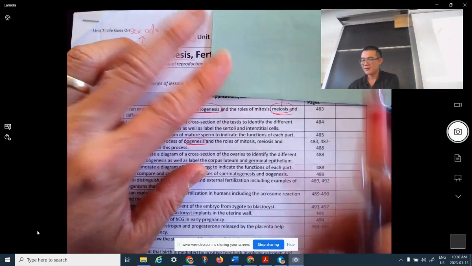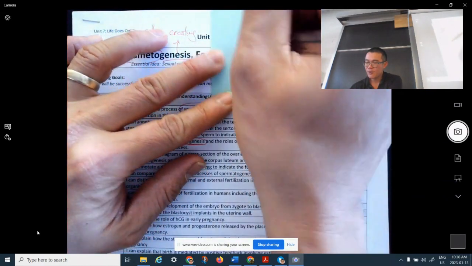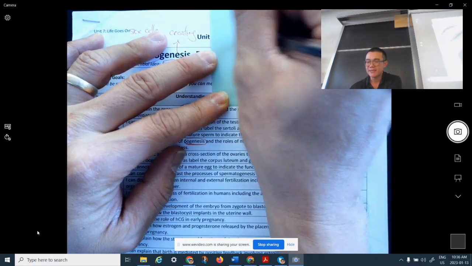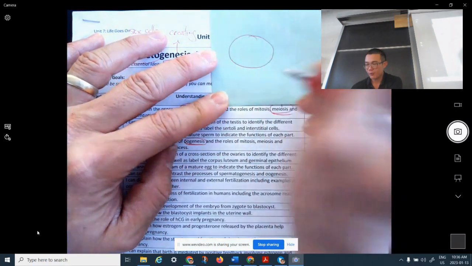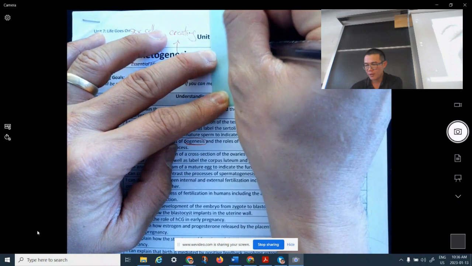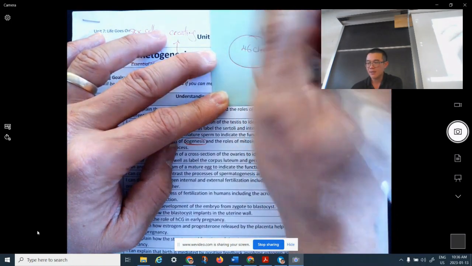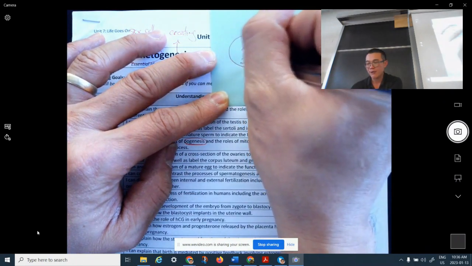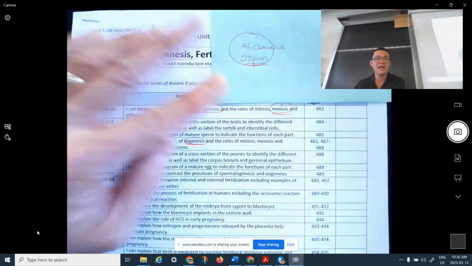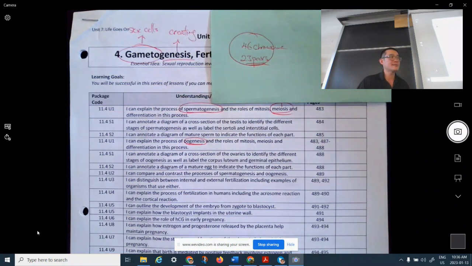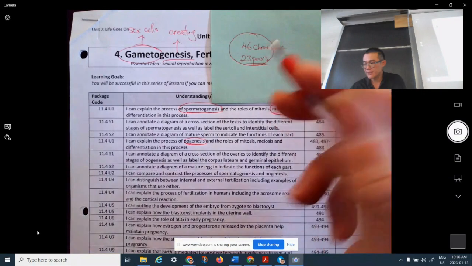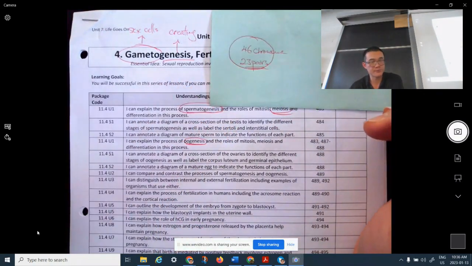Now, we say 46 chromosomes, or another way we can say it is 23 pairs. We like to say 23 pairs because it reminds us that half is from mom, half is from dad, and you can have homologous chromosomes. So in this case, 23 pairs of 46 chromosomes.